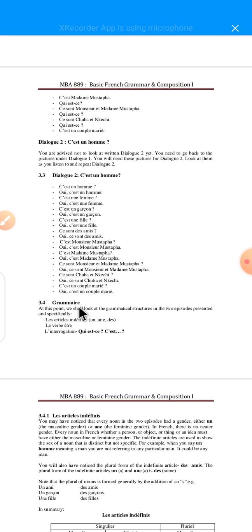Grammaire. At this point, we shall look at the grammatical structures in the 2 episodes presented, and specifically les articles. We look at les articles indefinite, that's indefinite articles: un, une, and des. Un is the masculine singular, une is the feminine singular, and des is the plural. Le verbe être, that's the verb to be. L'interrogation, that's questions or interrogating statements. Qui est? Who is it? Or what is it? C'est, is it?